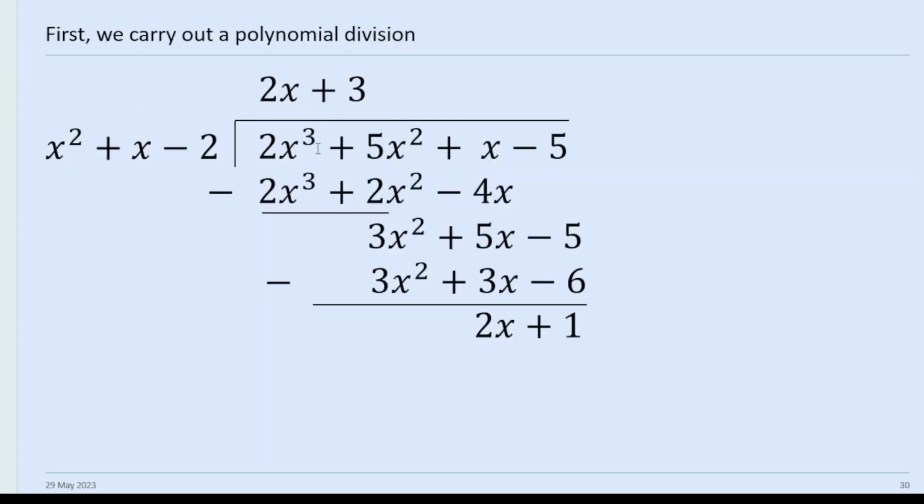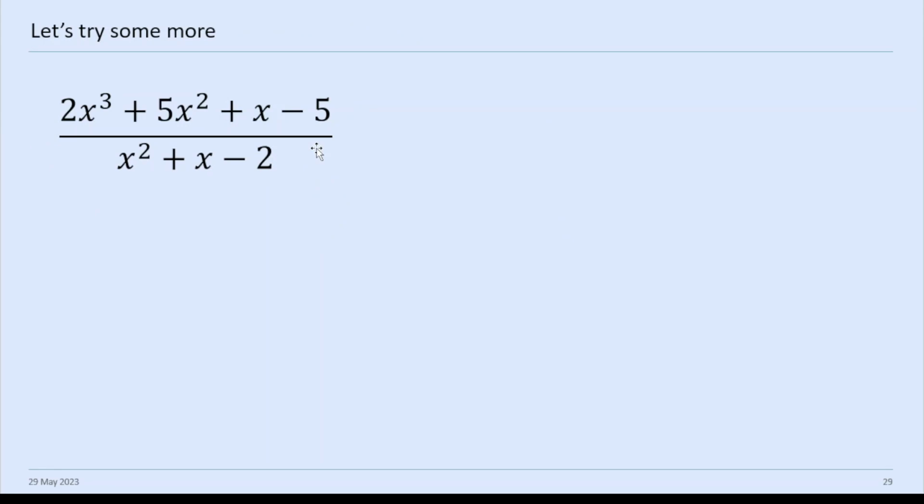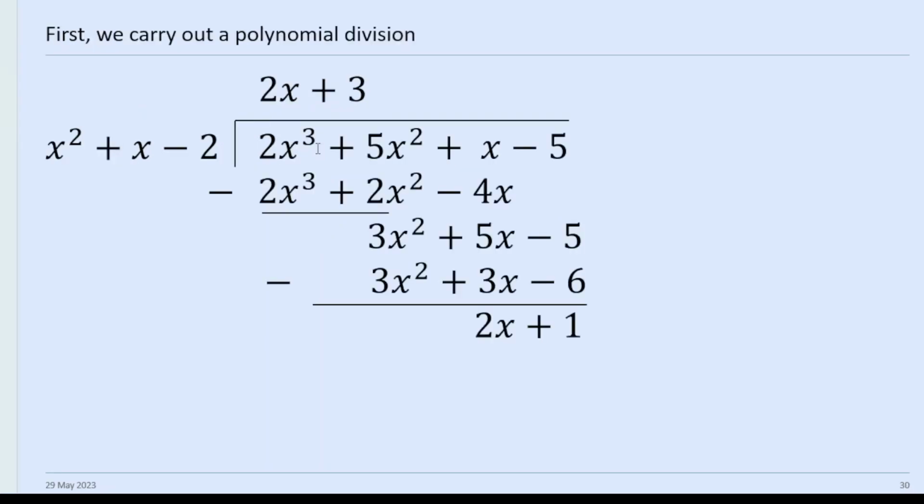So we carry out the polynomial division. So we divide 2x cubed plus 5x squared plus x minus 5 by x squared plus x minus 2. I'm not going to go through the details of this division. Well, come on, I will. Why not? So basically what we do is x squared plus x minus 2. So firstly into 2x cubed. So x squared into 2x cubed goes 2x times. Then we multiply 2x by x squared plus x minus 2. So you get 2x cubed plus 2x squared minus 4x.